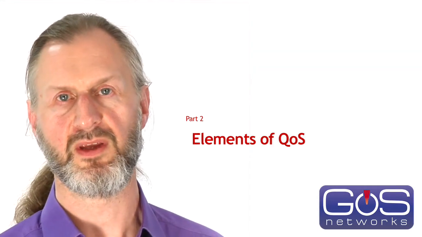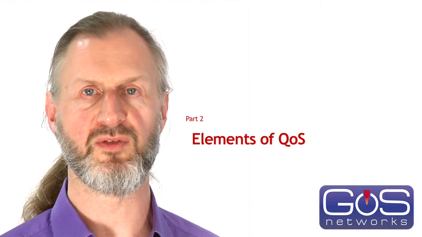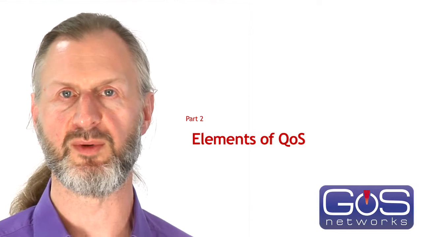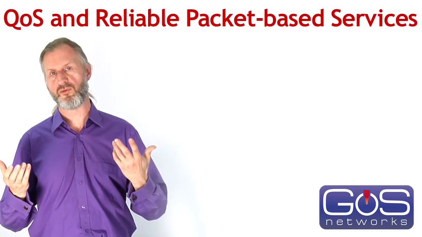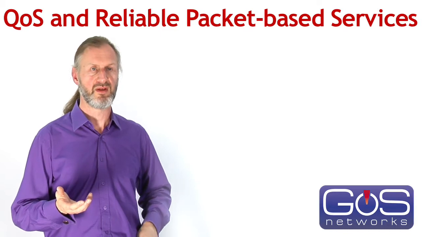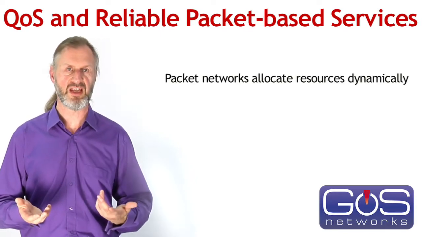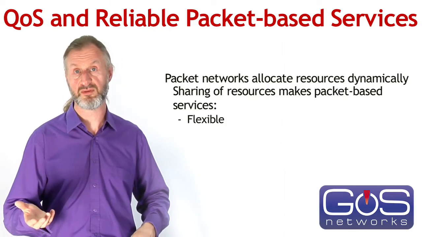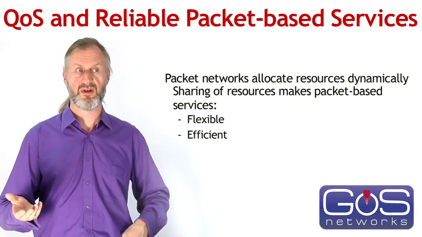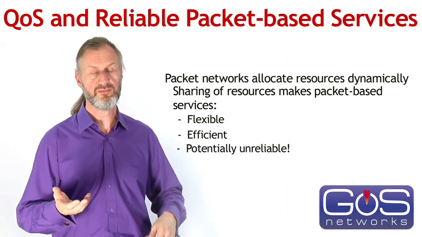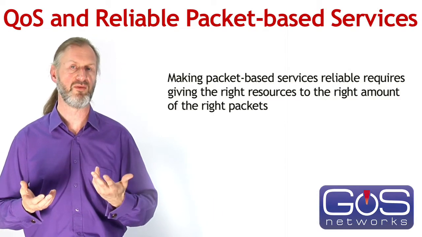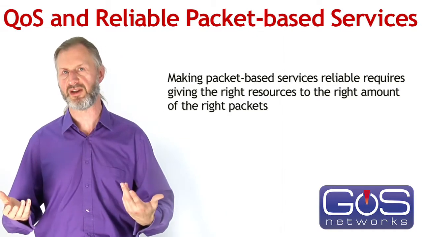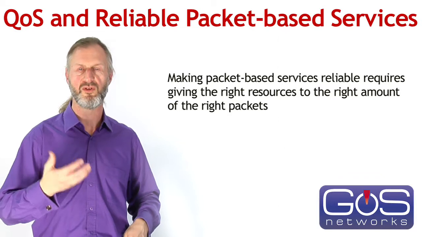Hi, welcome back. In the second part, we're going to talk about some of the elements of a QoS solution that enable reliable delivery of multiple services in a next-generation network. We're talking about delivering reliable packet-based services. Now, packet networks allocate resources dynamically. This sharing of resources means that packet-based networks are very flexible, very efficient, but also potentially unreliable. So, to make packet-based services reliable, we can think of it as giving the right resources to the right amount of the right packets. So let me say what the components of the solution are that do that.